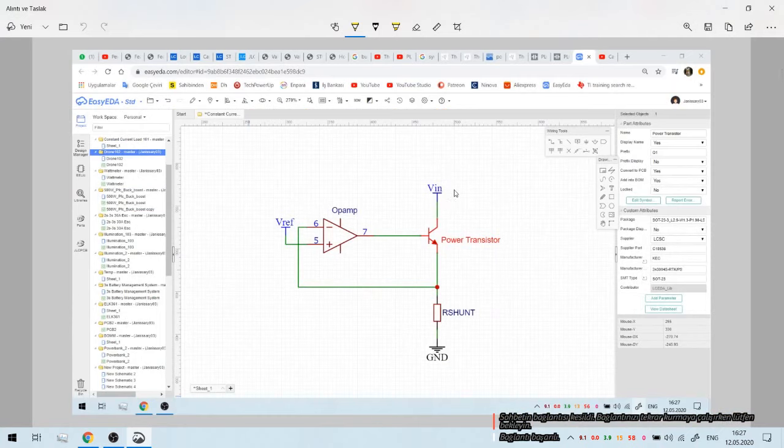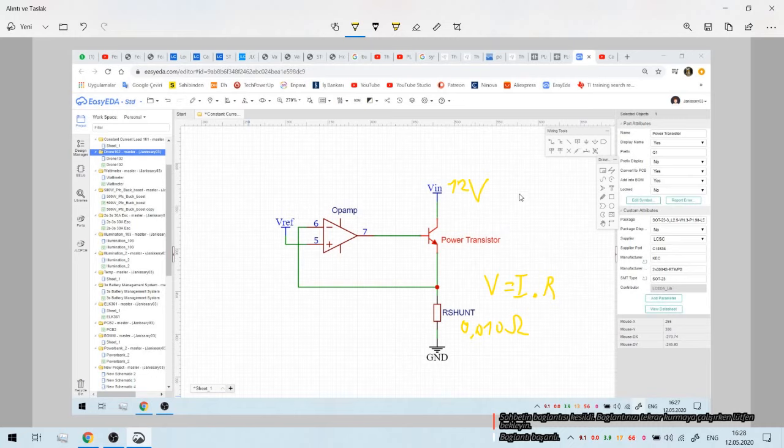If V in terminal equals 12 volt, it is common voltage, and R shunt is 0.001 ohm. What does R shunt mean? We can use shunt resistance to determine current like this, because we know resistance, we know voltage, we can measure it, and we can take current.